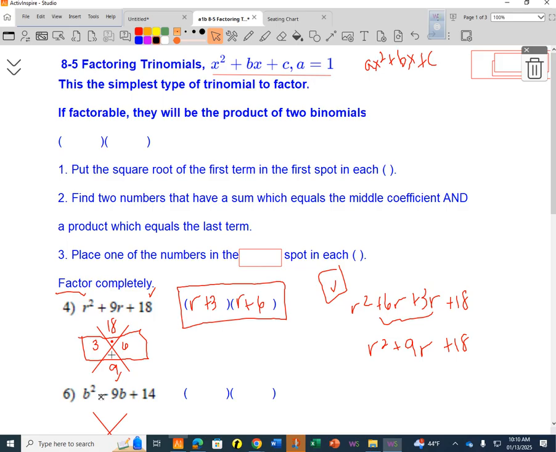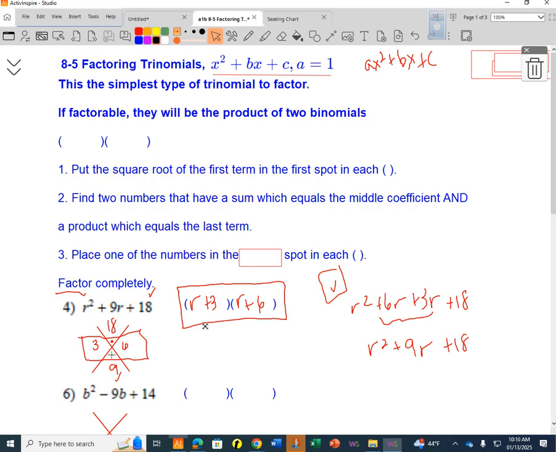Great question. Yes. You probably asked whether you could write r plus 6 and r plus 3. We certainly could. The order does not matter when you're multiplying. That's the commutative property of multiplication. Order doesn't matter. So we could have put the 6 here and a 3 there, and that would have been fine.